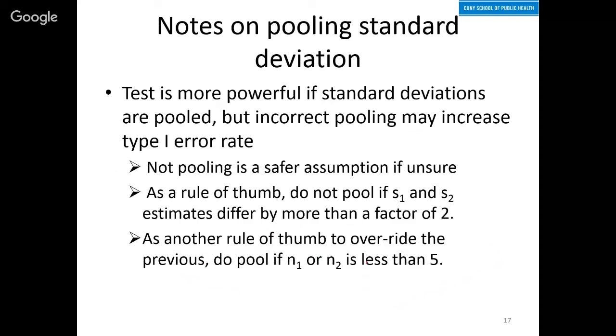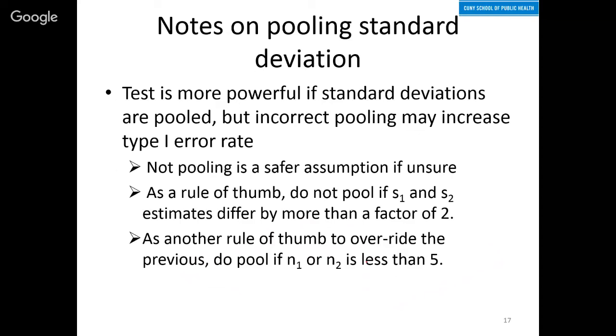There are cases, however, where not pooling is not necessarily safe. If you have one very small group, like say only 3 samples in a group, estimating the standard deviation from that, there is a lot of error involved in doing that. So with very small sample sizes, there can be advantages to pooling.